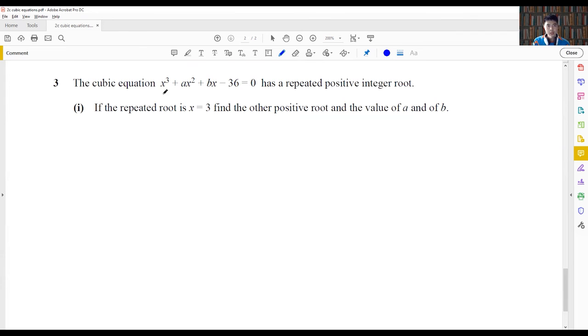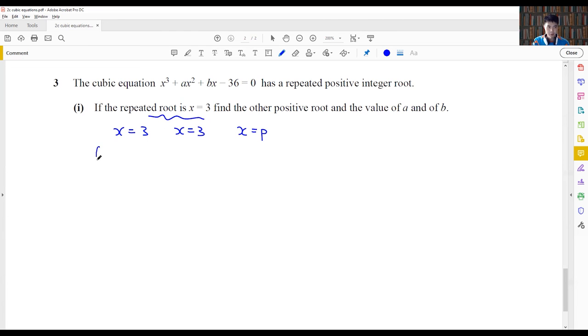A cubic equation x cubed plus ax squared plus bx minus 36 equals 0 has a repeated positive integer root. If the repeated root is x equals 3, find the positive root and the values of a and b. So if they say here the repeated root is x equals 3, I can say x equals 3, x equals 3, and the last one is x equals p, which we do not know if it's positive or negative yet.